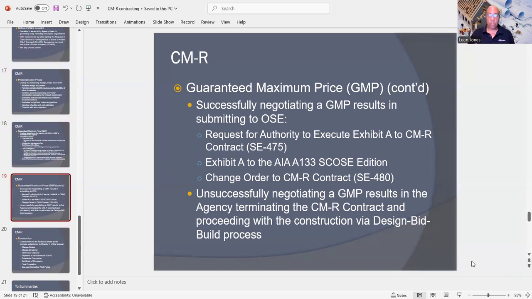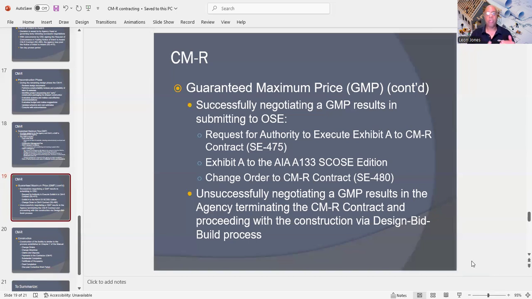Now, under the GMP, the successful negotiation of the GMP results in submitting to USC. So under the guaranteed maximum price, there's going to be someone that's going to be successful in negotiating a guaranteed maximum price, and you have to send the results into the OSC. Then there's going to be a request for authority to execute Exhibit A to CMAR contract, Exhibit A to the AIA 133 Scotia edition, and then change order to CMAR contract.